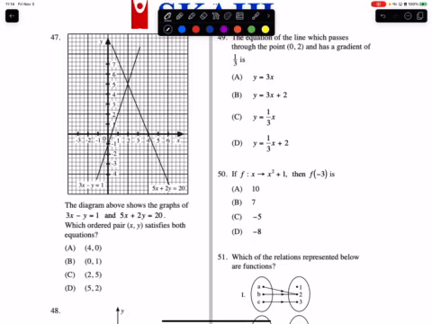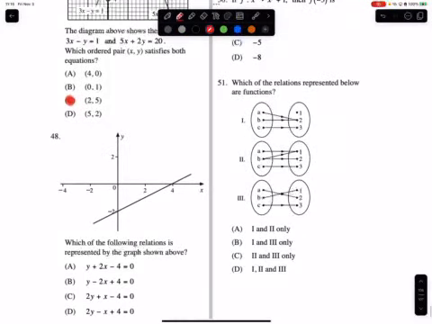We have two linear equations. Which pair satisfies both equations? Simple. Where they intersect? Here. 2. Is it? 5. C. That's it. 46, 47. Oh, here. This is chapter 8.